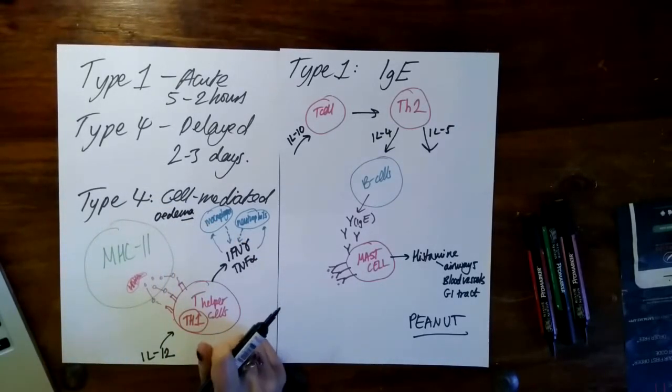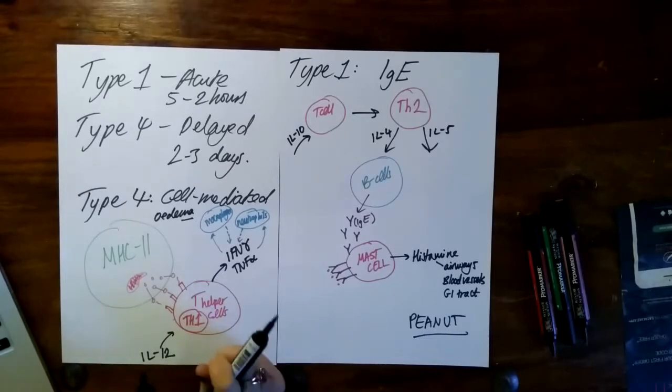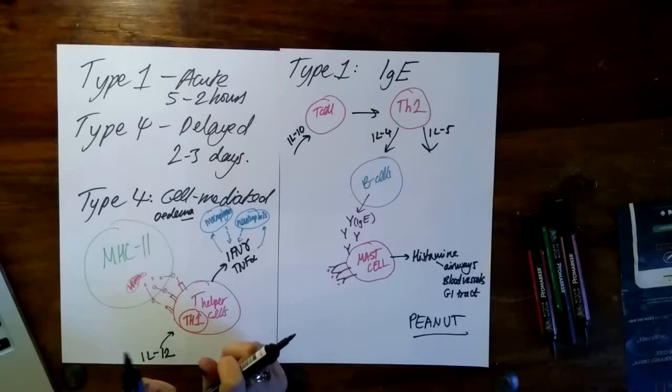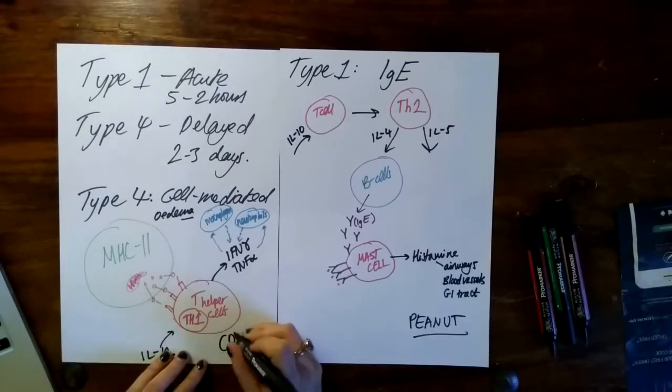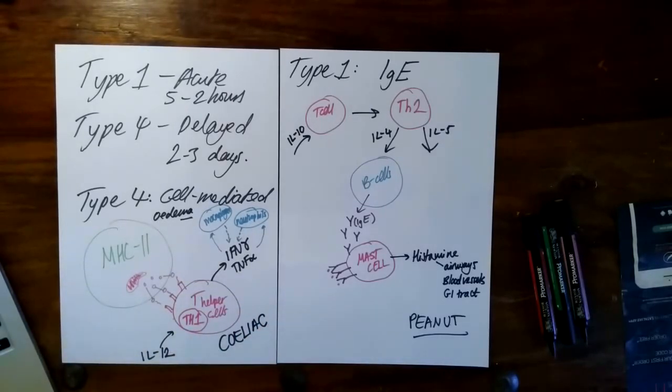In this case, symptoms can occur with initial exposure. However, the memory response is highly vigorous, so each subsequent exposure can be dangerous. An example of a type 4 or non-IgE mediated hypersensitivity may be celiac disease, which is a response to gluten, though there is debate as to whether celiac disease is an allergy or an autoimmune disorder.